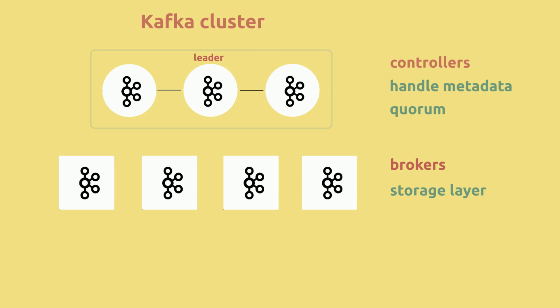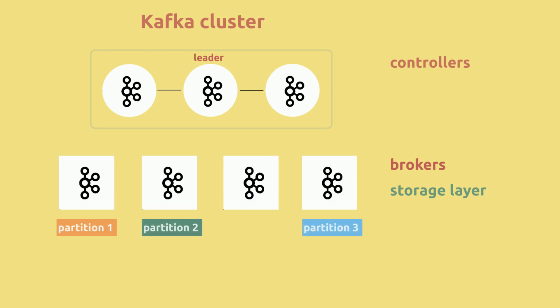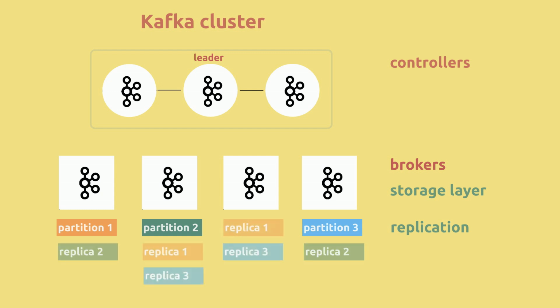In the earlier versions of Kafka, handling metadata was the responsibility of Zookeeper, so just keep in mind that Zookeeper and controllers have the same functions. Going back to brokers and topic storage. When a topic has multiple partitions, they are distributed among the brokers. There is a special mechanism in Kafka called replication, which ensures data is not lost if a broker fails. It works by making copies of messages across multiple brokers, so every partition would have some replicas on other brokers.